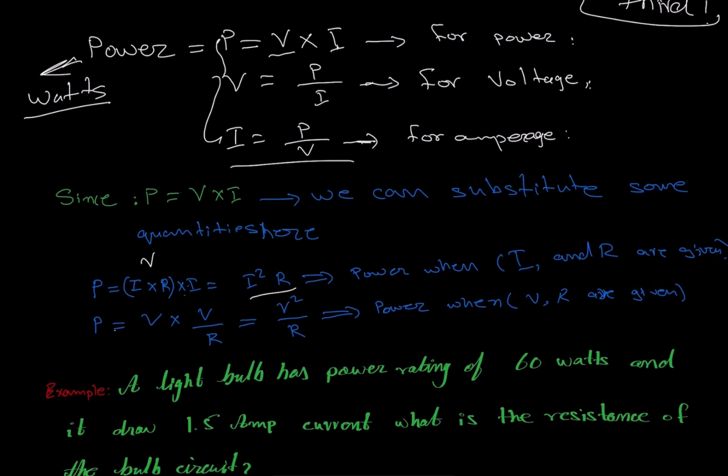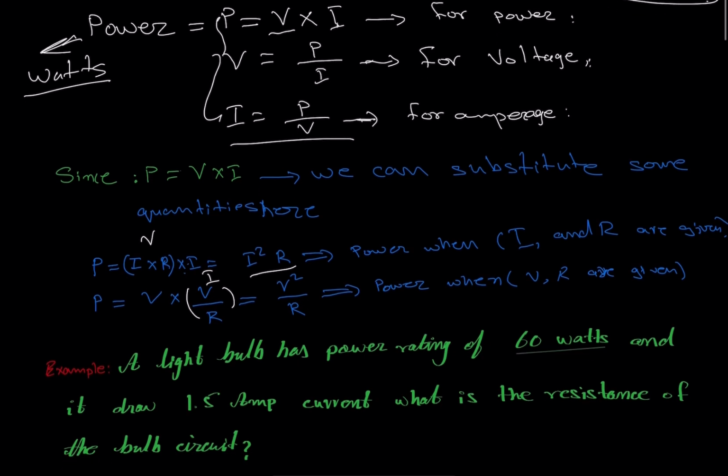And same thing, we will substitute I, because in Ohm's law, I is equal to V over R. So we substitute I with this thing, and we will get V squared over R, because V times V will be V squared, over R. So this is the third equation for the power.